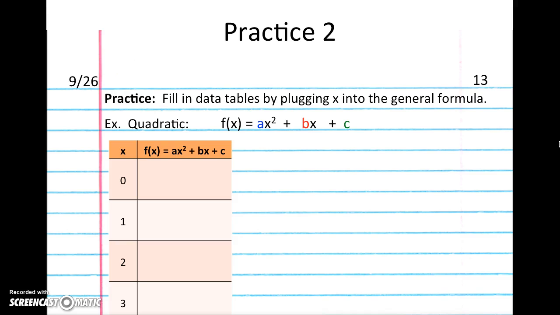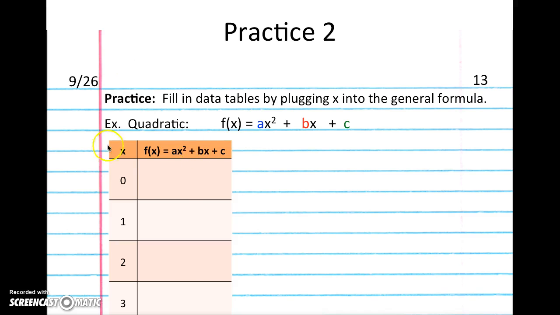Okay, the second part of the practice is using x values in a data table to fill in the data table with the general formula. Now, just to remind us, the purpose of this video is to prepare us so that we can be able to write the formula or equation from a data table. And this step is really important for how we're going to do that. So that's why we're practicing this. All right, so let me show you what I mean. So we're going to use the quadratic as an example again.